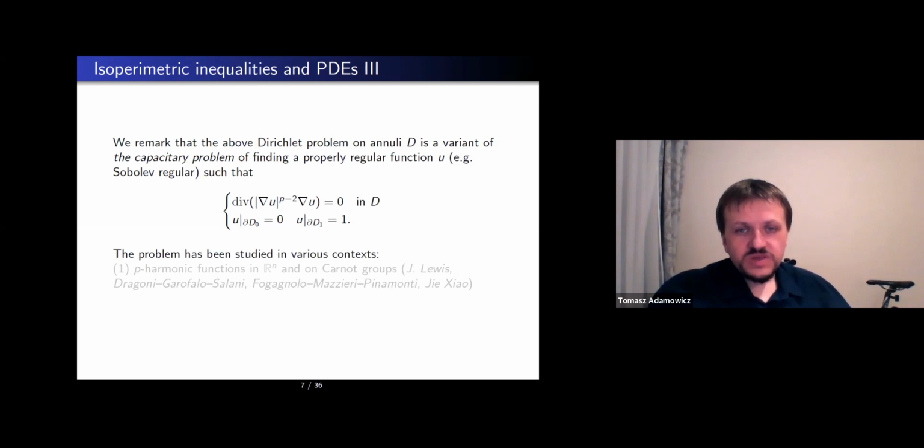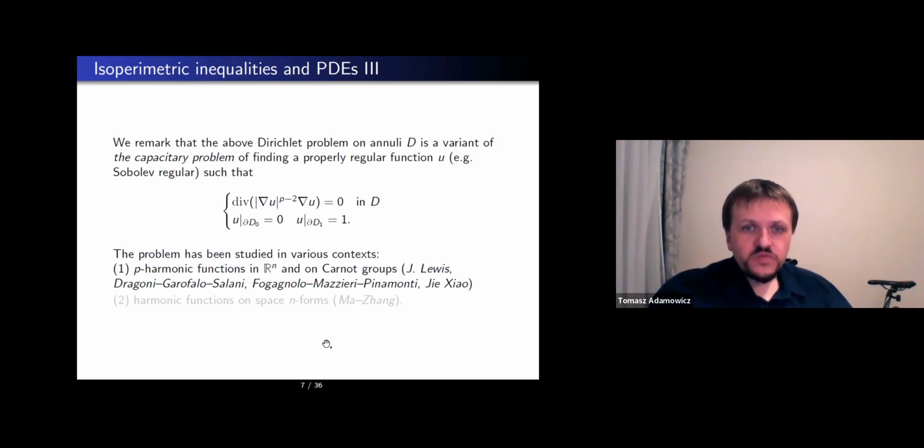This problem has been studied in a variety of contexts. For example, for p-harmonic functions in the Euclidean setting by John Lewis, and also recently by Fogagnolo, Mazzieri, Pinamonti, as well as in a series of papers by Jie Xiao. In Carnot groups, in a paper by Dragoni, Garofalo, Salani. Moreover, a capacitary problem has been studied for harmonic functions on space n-forms by Ma and Zhang.